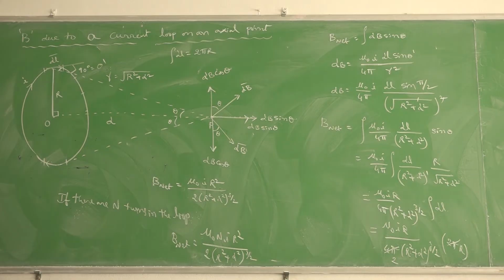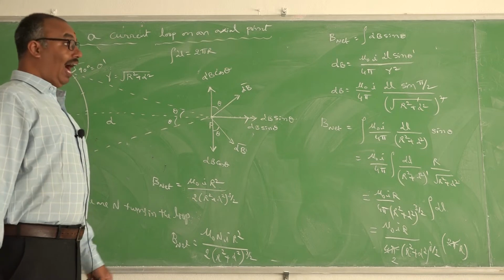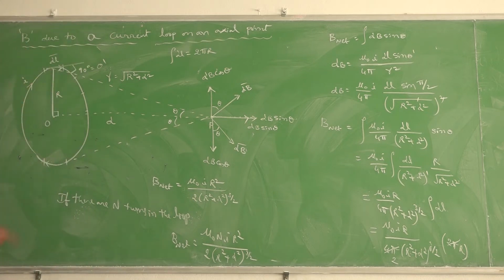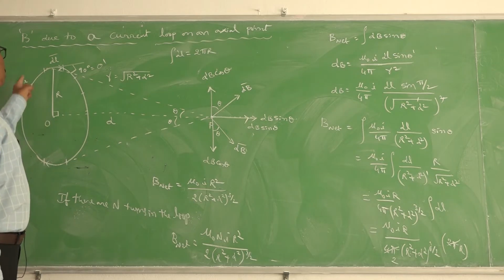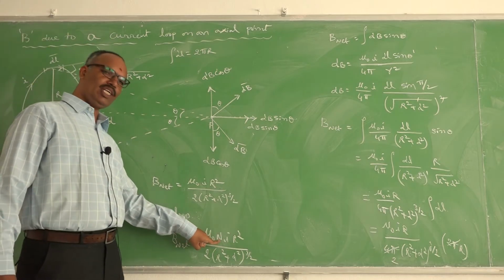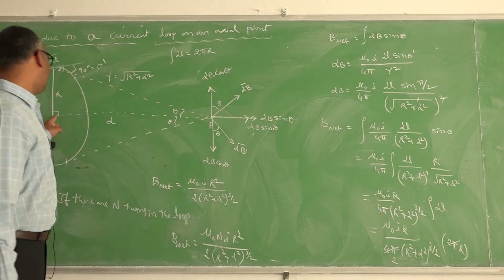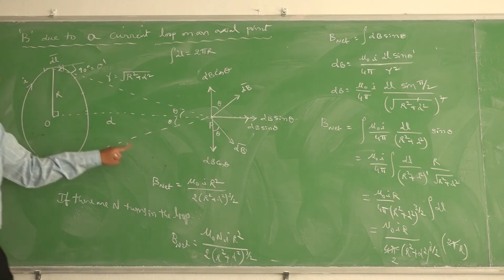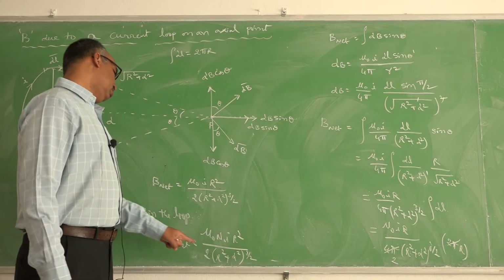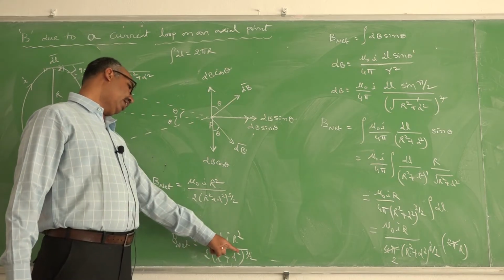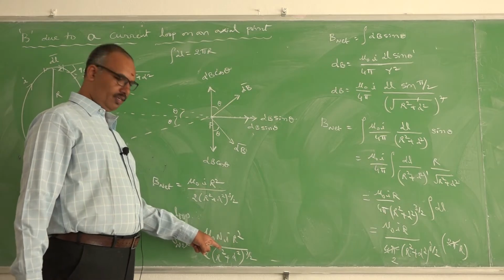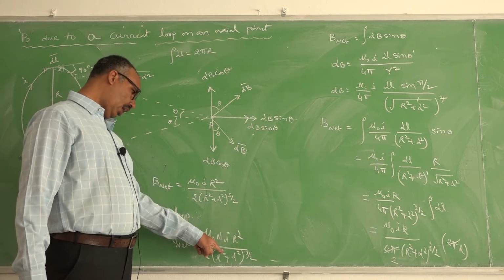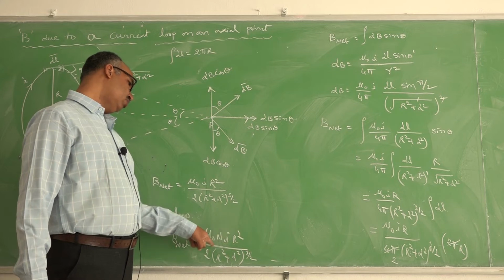Whether this formula is correct or not, you can verify. Already you know that at the center of a circular loop, the magnetic field is mu naught I by 2r. If a single loop is there, the number of turns is taken as 1. In case of the midpoint, the distance d is taken as 0. When you take d as 0 here, the denominator is having r cube, so this r square will go for 1, r cube becomes r, and you are left with mu naught I by 2r.